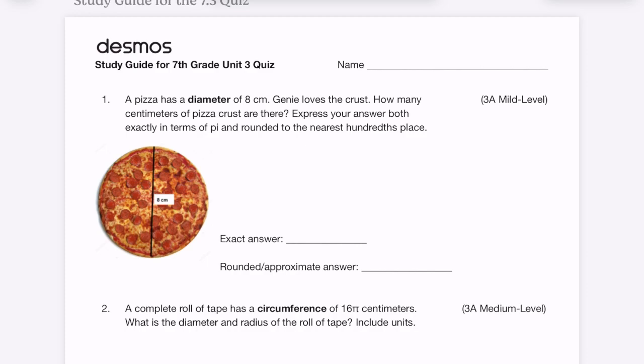Question 1. A pizza has a diameter of 8 centimeters. Jeannie loves the crust. How many centimeters of pizza crust are there? Express your answer both exactly in terms of pi and rounded to the nearest hundredths place.